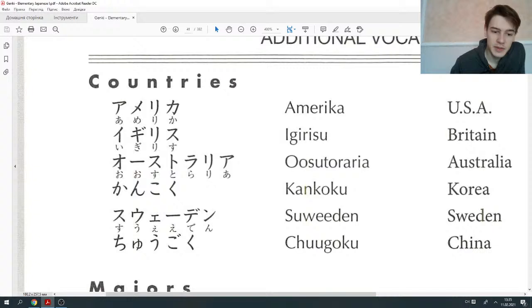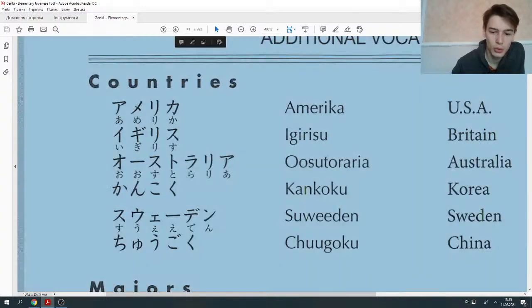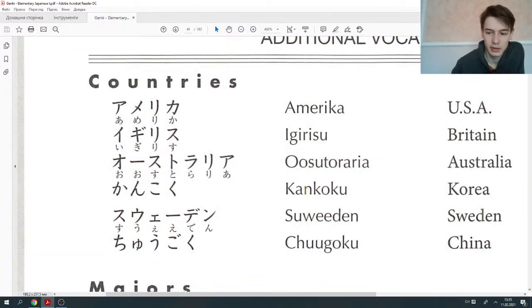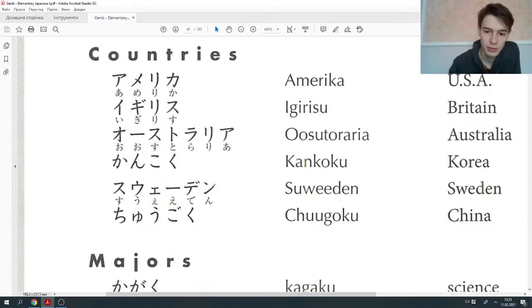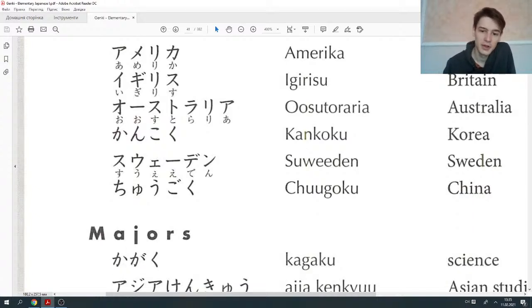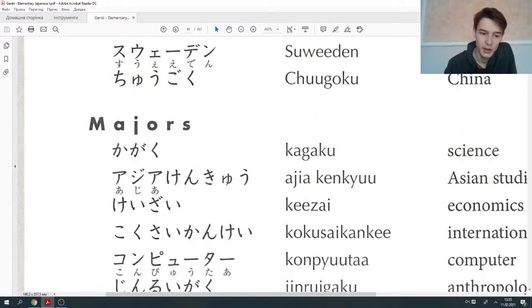Okay, let's move on. Sweden. Well, it's Sweden. And Chugoku is China. Chugoku is the same as Korea. Korea and China were closely related to Japan and had close ties, so that's why it's like that. Chugoku. By the way, as you can see, koku, because it's country. Okay, let's move on.